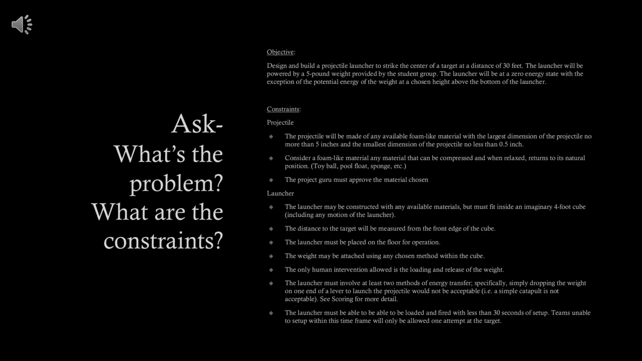The constraints are as follows. The projectile will be made out of any foam-like material that is smaller than 5 inches and larger than ½ inch. Consider the foam-like material as any material that when compressed and released, it returns to its natural position. The launcher, on the other hand, may be constructed with any available materials, but it must then fit inside a 4-foot cube. The distance to the target will be measured from the front edge of the cube, and the launcher must be placed on the floor for operation.